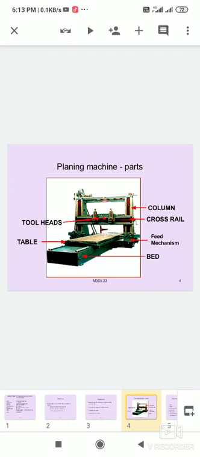Long workpieces can be produced easily, and heavy material can be removed, because the cutting tool is made of rigid material and the base is also rigid, which controls vibrations. The cutting tool is inserted into the tool heads.